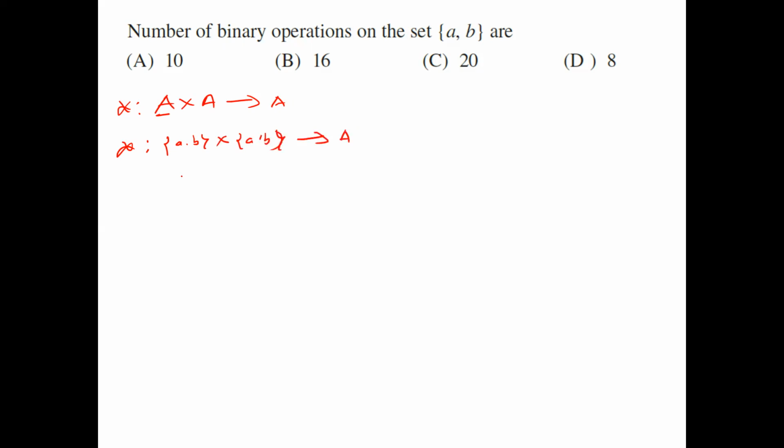Now to take the Cartesian product here: first element (a, a), then (a, b), then (b, a), then (b, b). Now how many ordered pairs are possible? 4. Then how many subsets are possible? 2 to the power 4, that means 16. So 16 binary operations are possible. Option B is the right answer. Okay, so this is the required answer.